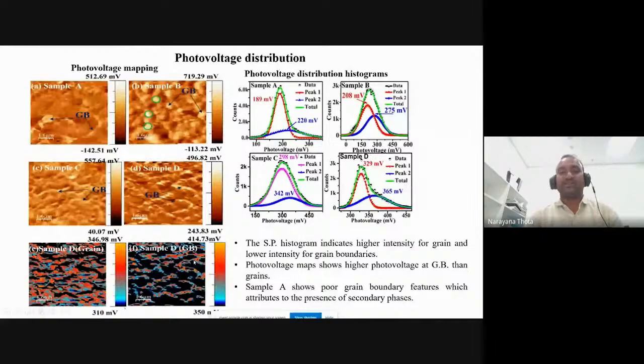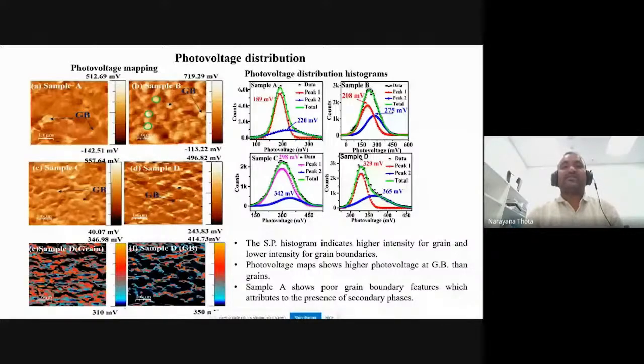Then we measured the photovoltage distribution for single crystalline and polycrystalline material. If it is a single crystal material, there are no grain boundaries, so ideally it should give high efficiency. But actually in our case, we have noticed that polycrystalline materials show higher efficiency when compared to single crystalline materials. That means grain boundaries here play a positive role rather than a negative role.